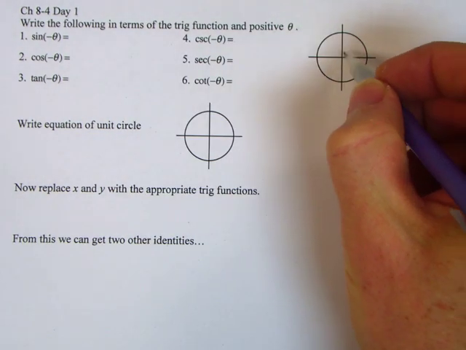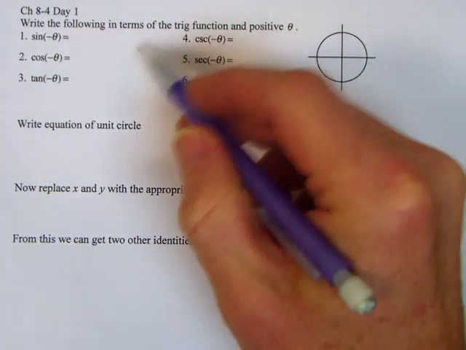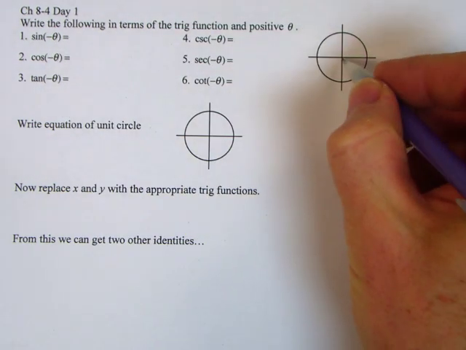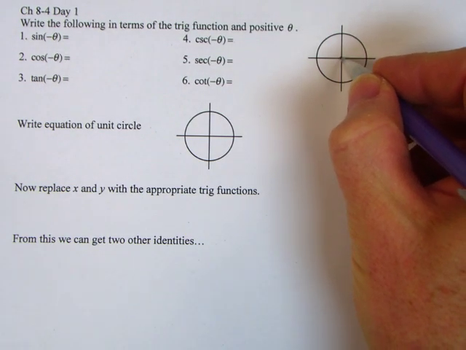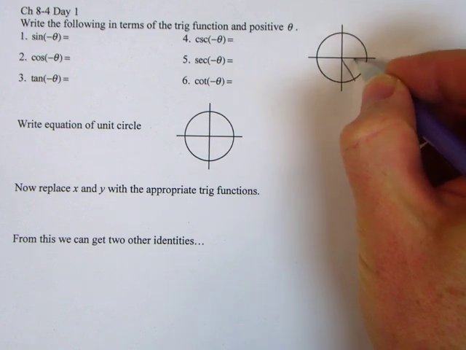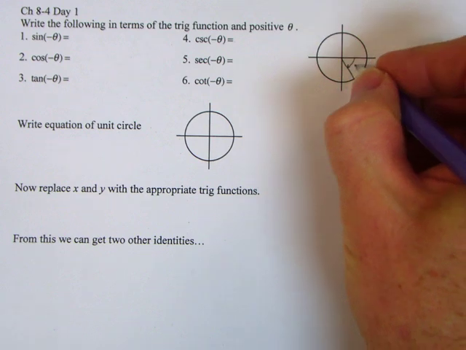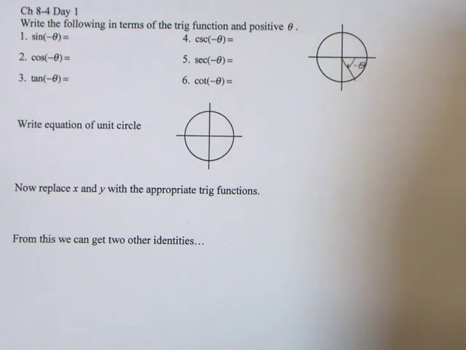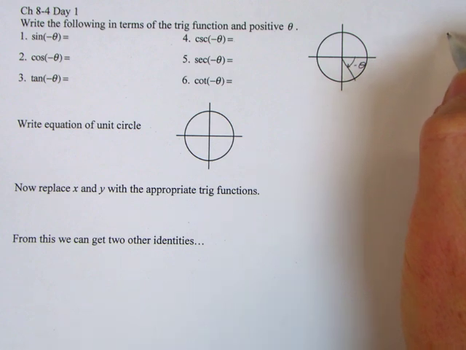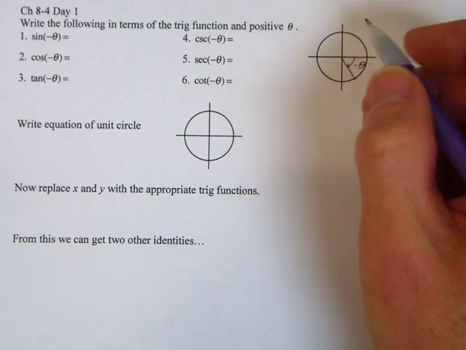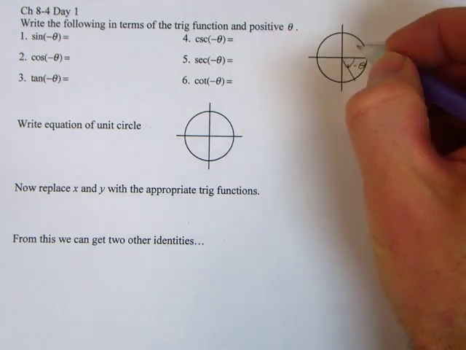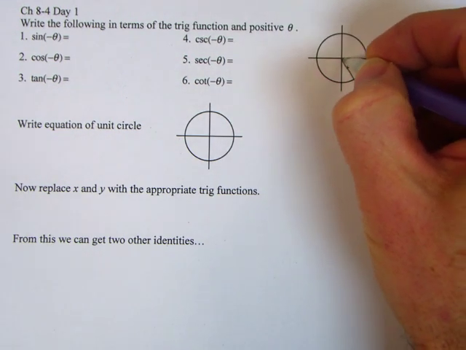We want to see how we can rewrite all of these in terms of a positive theta. Just to make it a little bit easier, I'm going to draw theta right here. And so this says negative theta. It really doesn't matter what quadrant it is in. It will work in any quadrant at all, but this will make it a little bit easier. And then we say, all right, where would a positive theta be? That would be up here.